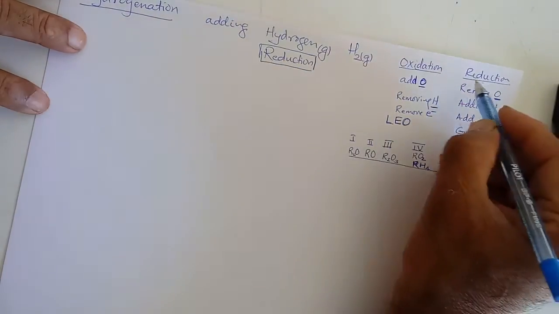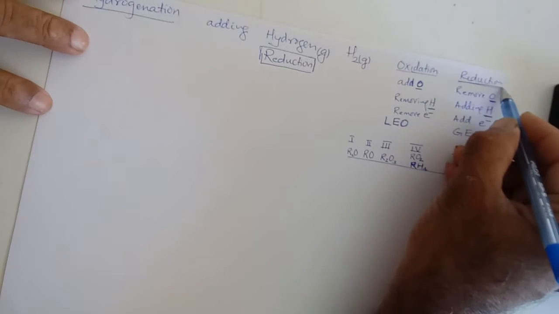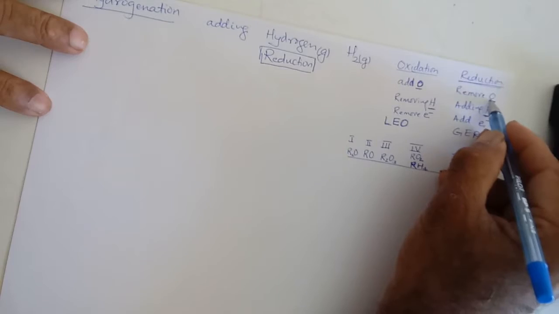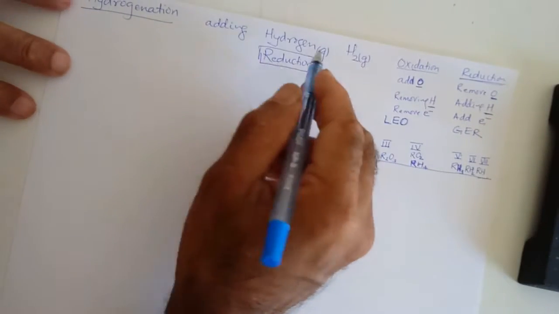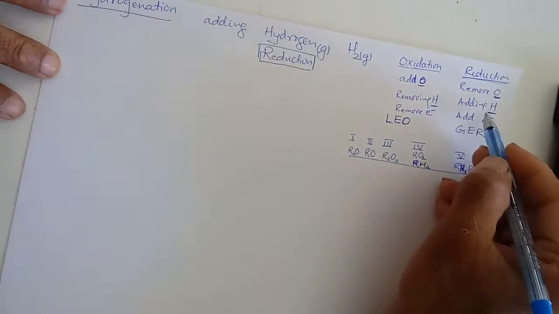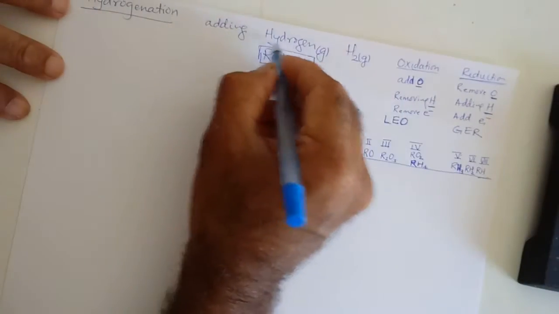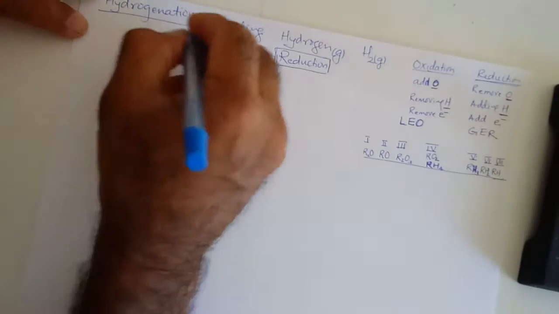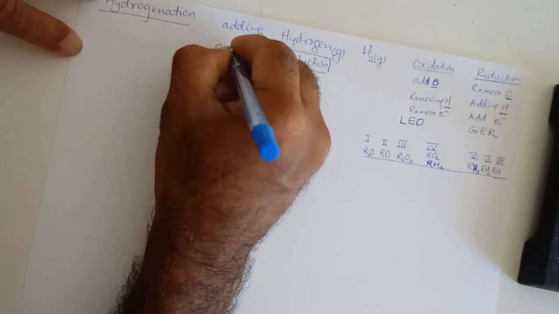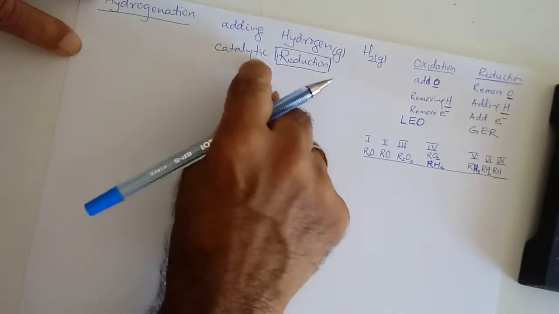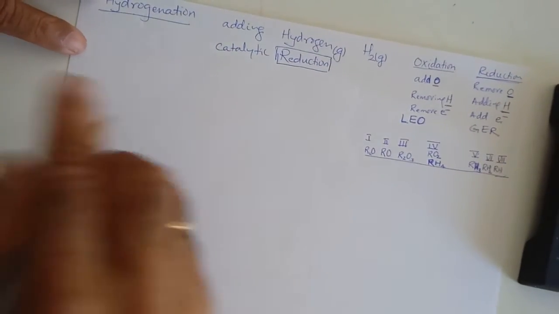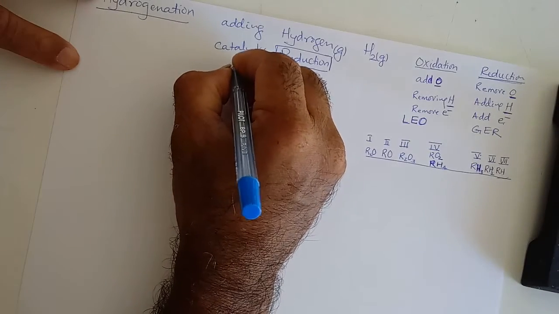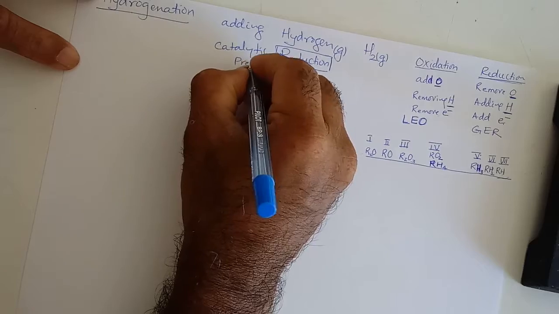So I just want you to be aware that when we use the word reduction, reduction could be adding hydrogens, adding electrons, or removing oxygen. In this case, addition of hydrogen is fitting this description. But when you use H2 as a reactant, we call it hydrogenation. So it's also called catalytic reduction. Now, the interesting thing about catalytic reduction is that hydrogenation usually uses precious metals.